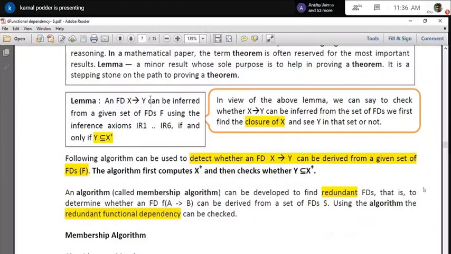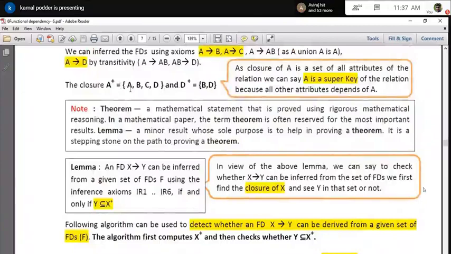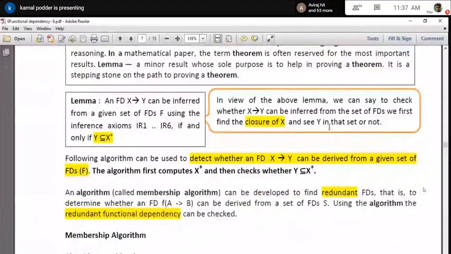That means if there is an FD and it is a valid FD, then you can assume that Y is a subset of that particular closure of X. That means Y exists in that closure. When you are finding the closure, you will get Y in the set. So that is the meaning of that lemma. Here I have written that in this way.